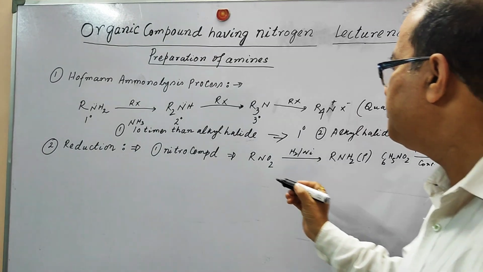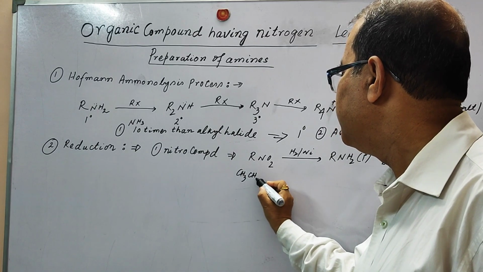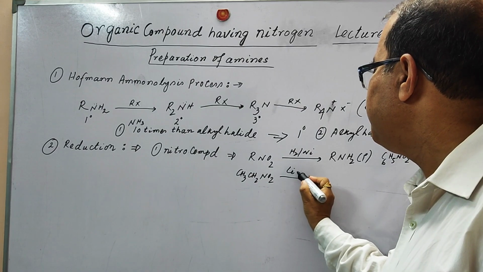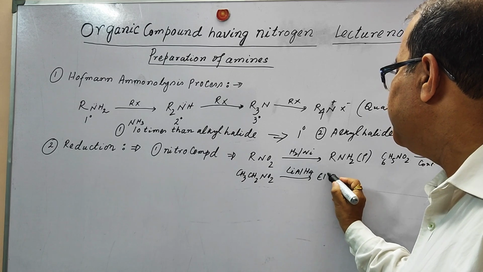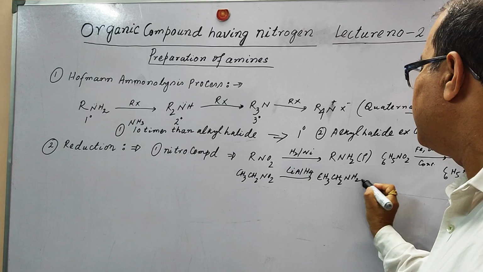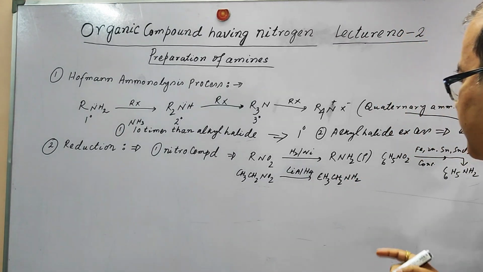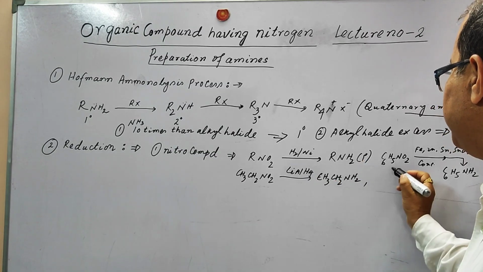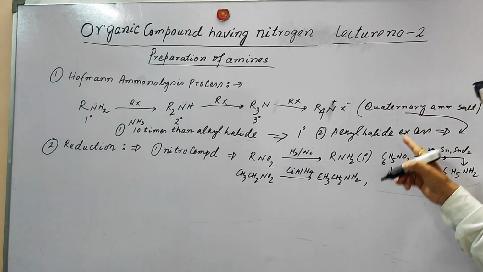Now suppose we are using nitroethane as the reactant. At that time, if we use lithium aluminum hydride, a primary amine is produced. What is this? That is ethyl amine.